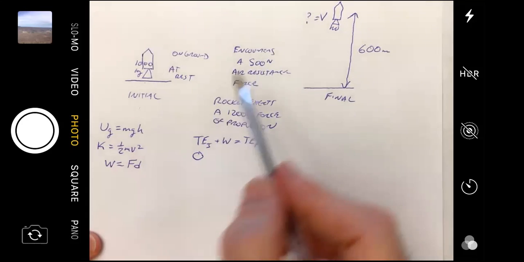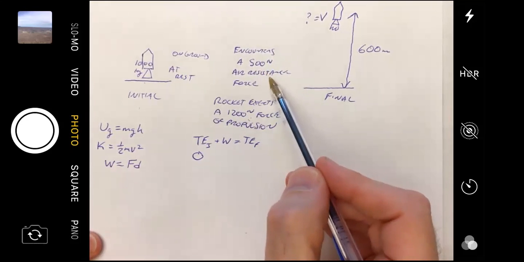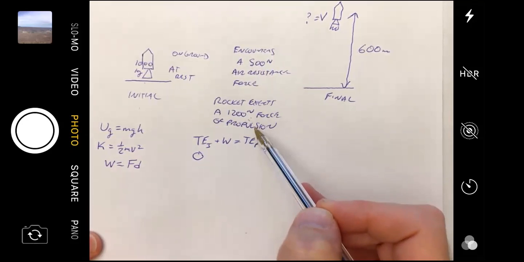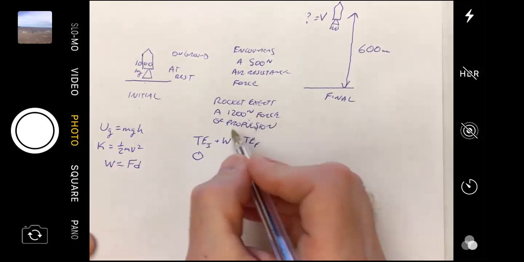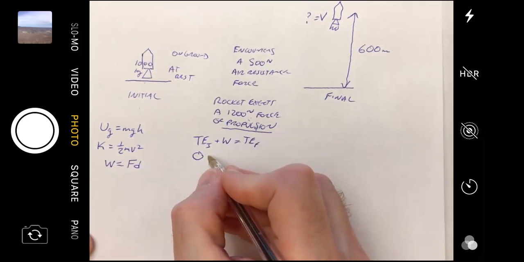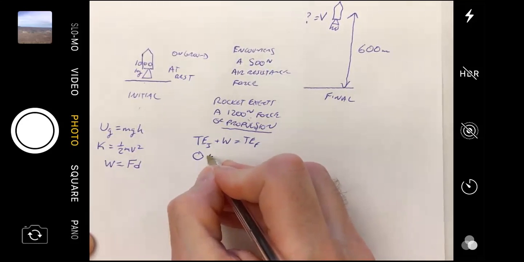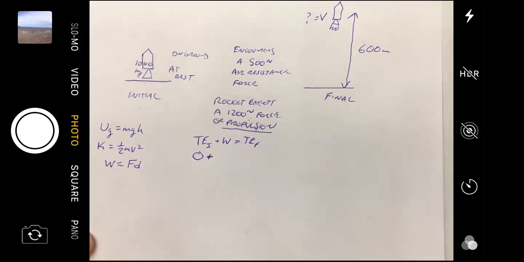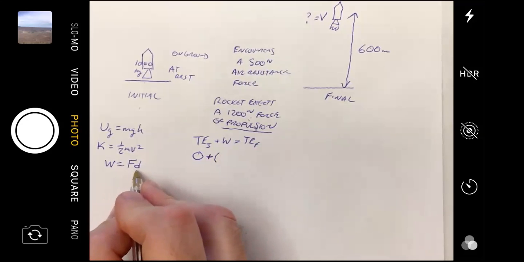So Annie, we've got two forces acting on this rocket. We've got a 500 Newton air resistance force, and we've got a 1,200 Newton force of propulsion. Let's deal with the 1,200 Newton force of propulsion first. Annie, is this rocket putting energy in or taking energy out of the rocket? Putting energy in. Yeah, because it's making it go faster. So we're going to put a plus sign, and since we're adding energy, it's going to be a helping force times the distance.